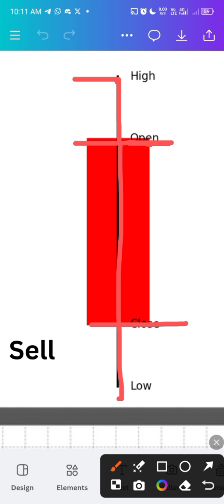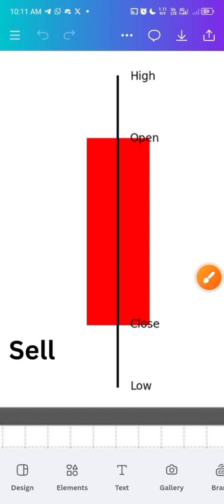For every red candle, which is a sell candle or a bearish candle, it means that the market opened at the top here and closed at the bottom. The market must open at the top and close at the bottom. It signifies a bearish candle.